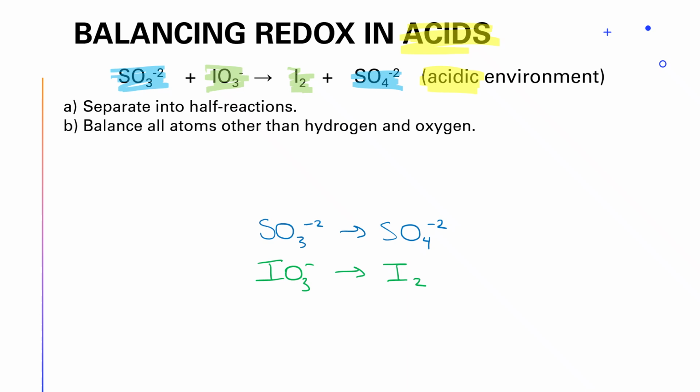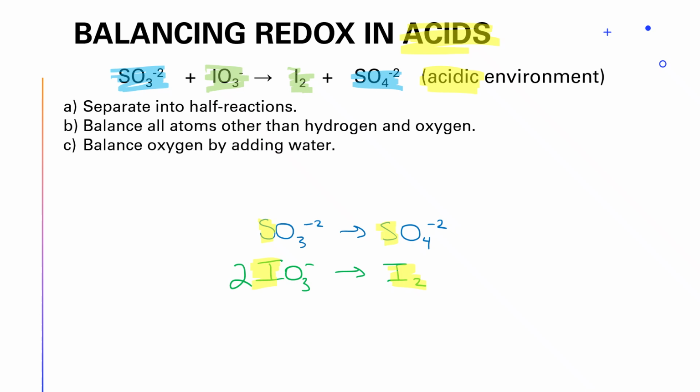Now I'm going to balance all of the atoms other than hydrogen and oxygen. So I'm looking at balancing these reactions, and I see that there's one sulfur on the left and one sulfur on the right, so the sulfurs are good. But for my iodines, I have one iodine on the left and two iodines on the right. So I'm going to add in two iodates so that I can have two iodines, and my iodines will balance.